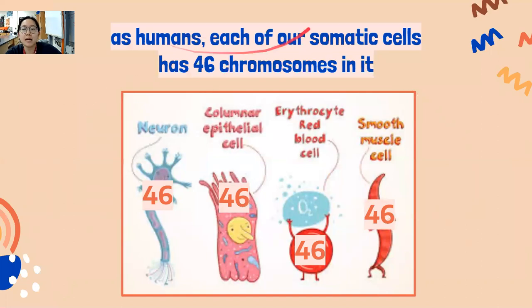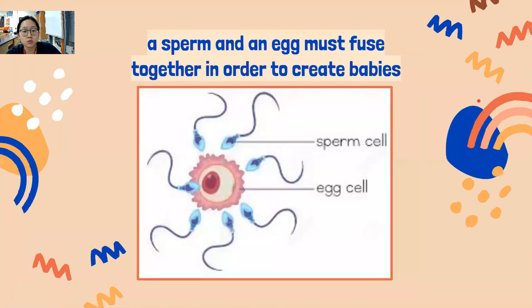As a human, all of our somatic body cells have 46 chromosomes. So our neurons, our nerve cells, our epithelial or skin cells, our red blood cells technically actually don't have DNA in them. White blood cells do, but red blood cells don't. Smooth muscle cells also do, right? They all have 46. These are our body cells. They all have 46 chromosomes as a normal human should.